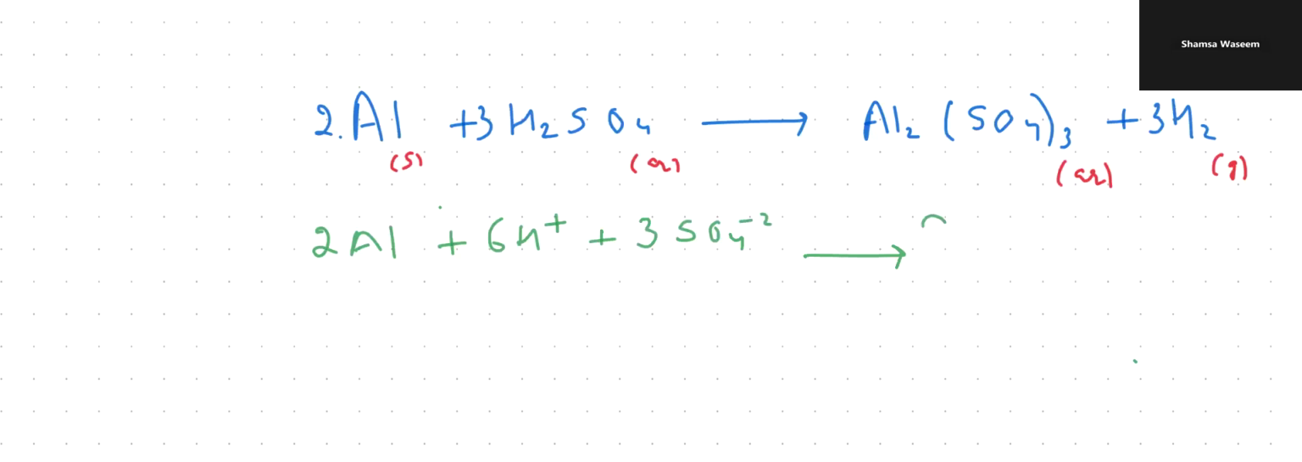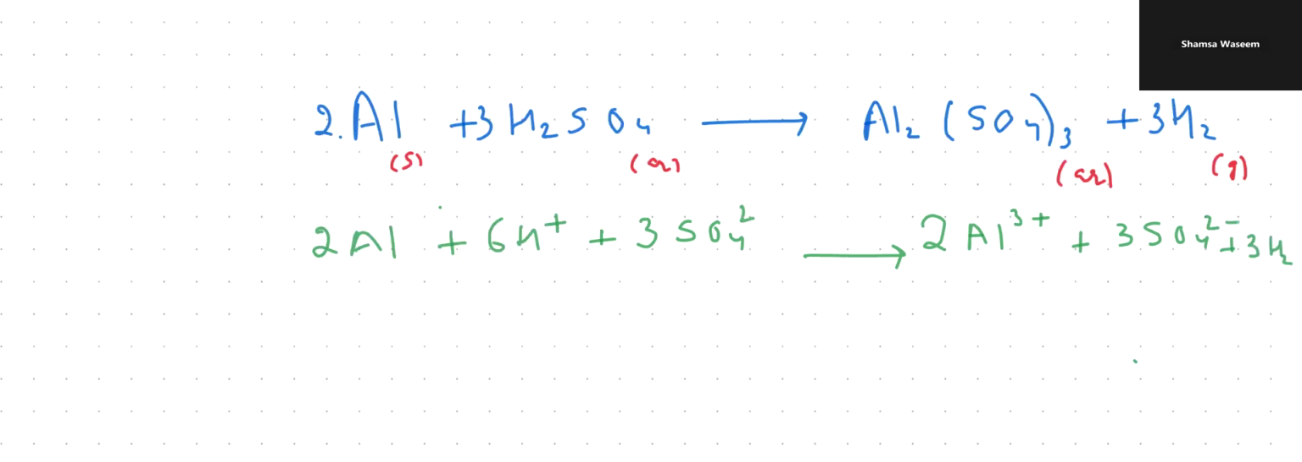So 2 aluminium ions, and it's going to give us 3 sulfate ions, right? So I'm going to write down 3 sulfate ions, plus hydrogen is going to be written in a gaseous state. So I'll just write down hydrogen as it is. I'm not going to break this up into the form of ions because it is in gaseous state. I have not broken it down into ions.